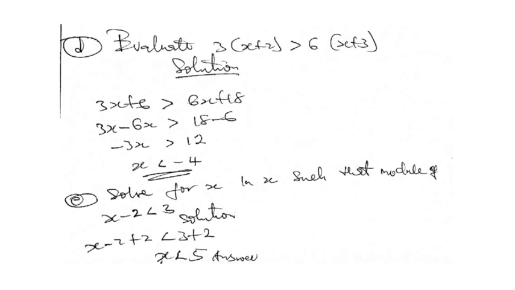Evaluate 3 open bracket x plus 2 greater than 6 bracket x plus 3. Solution: we'll collect like terms and clear the brackets. We have x less than minus 4, since the coefficient of x is still negative.